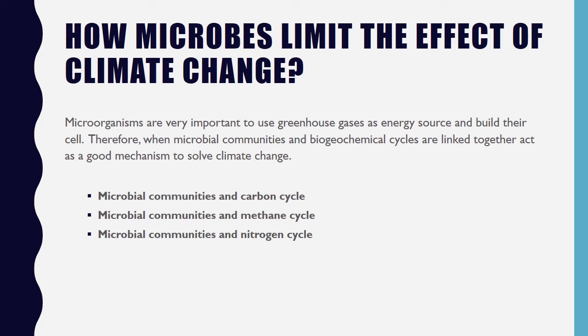Even though what we heard just now was all about the bad side of the microbes, do you know that actually there are certain microbes that can limit the effect of climate change? Microorganisms are very important in using greenhouse gases as an energy source and building their cells. Therefore, when microbial communities and biogeochemical cycles are linked together, it is a good mechanism to solve climate change.